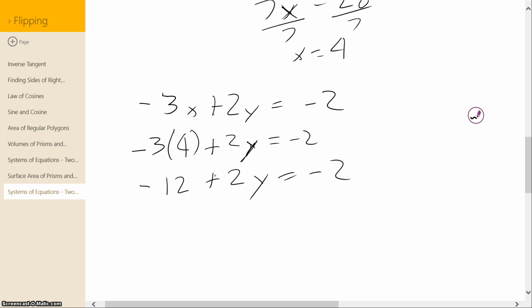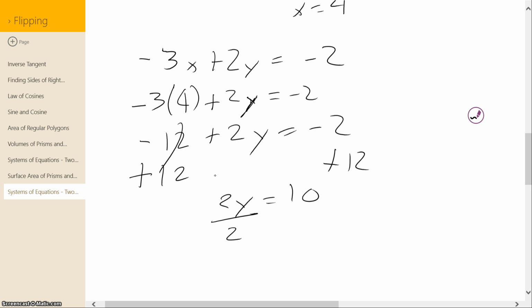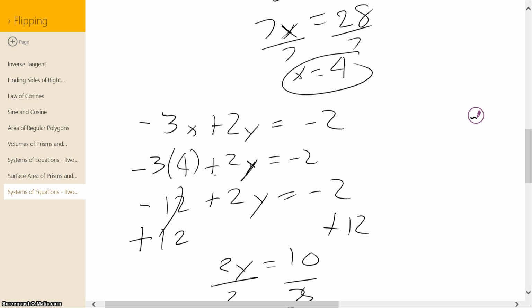Next step, add 12 to both sides. 2y equals 10. Divide by 2, you get y equals 5. So if y is 5 and x is 4, our final solution is going to be 4, comma, 5. And we are all set.